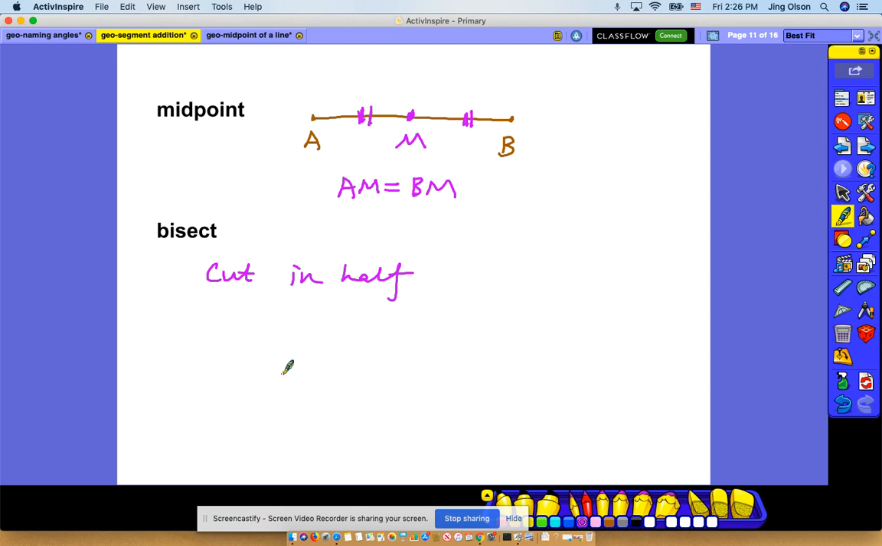Bisect is a new vocab, means cut something in half. Okay, cutting something in half. If I have a segment AB, I'm gonna have a line come in, cut the segment in half. Okay, the line doesn't matter which way it goes. So let's say this is line T. Line T cuts segment AB in half. That means this one is right in the middle of AB. That means this one and this one are the same. Okay, bisect means cutting in half. This is a verb. Cutting in half is bisect.